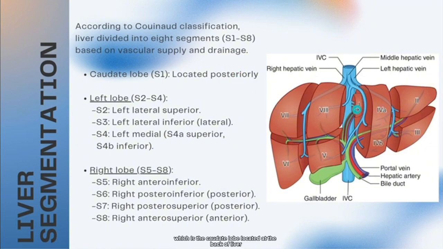Firstly, S1, which is the caudate lobe, located at the back of the liver. S2 until S4 form up the left lobe. S4 is divided into 2 subsegments, which are 4A at the superior and 4B at the inferior. S5 until S8 form up the right lobe.